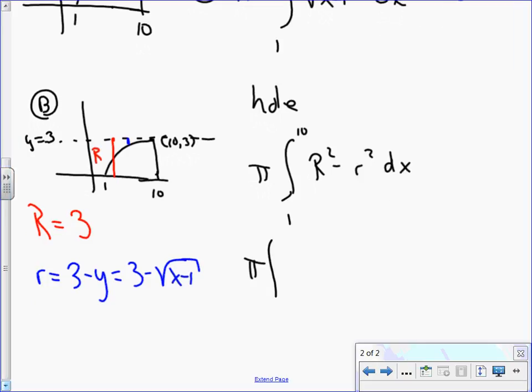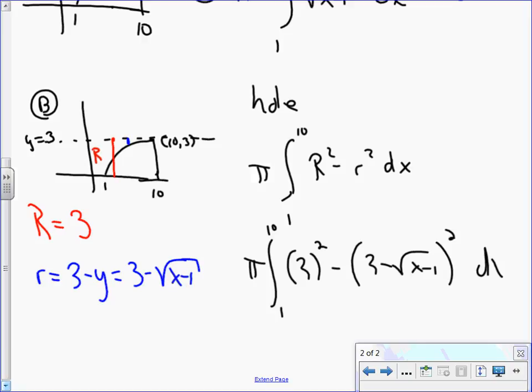Pi, the integral from 1 to 10 of 3 squared minus the quantity 3 minus the square root of x minus 1, squared. I don't think they take a point off for that lack of bracket right there. At that point they're kind of going, okay, as long as they get the right answer, but technically it's supposed to be that. We good? Okay. We need to get this in our calculator correctly. We're practicing that today as well.